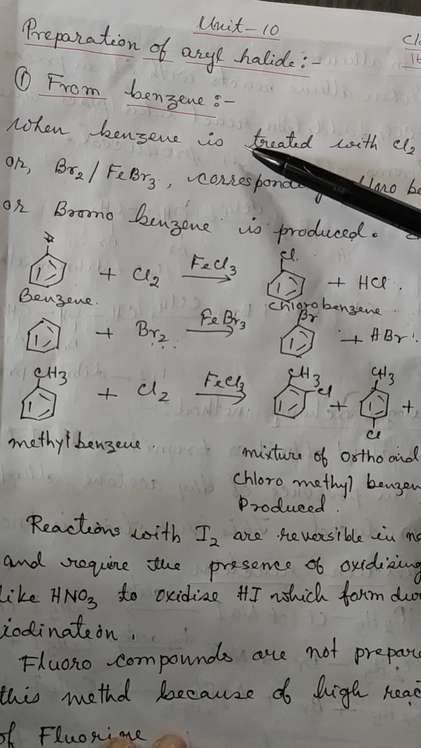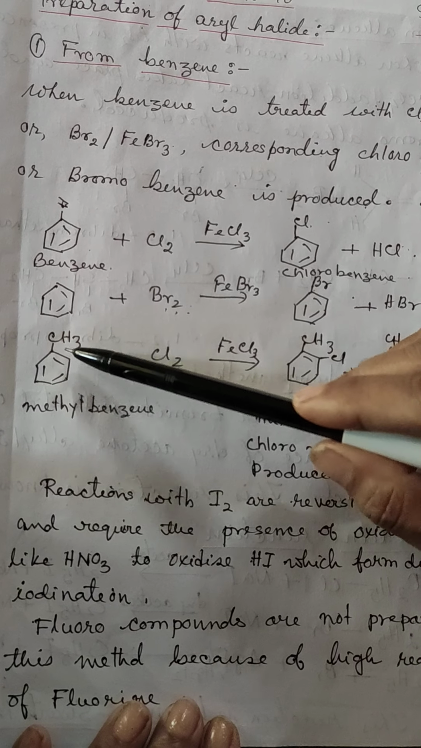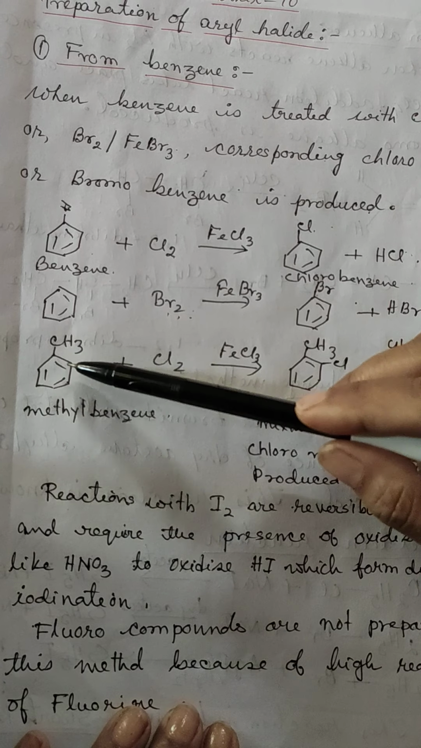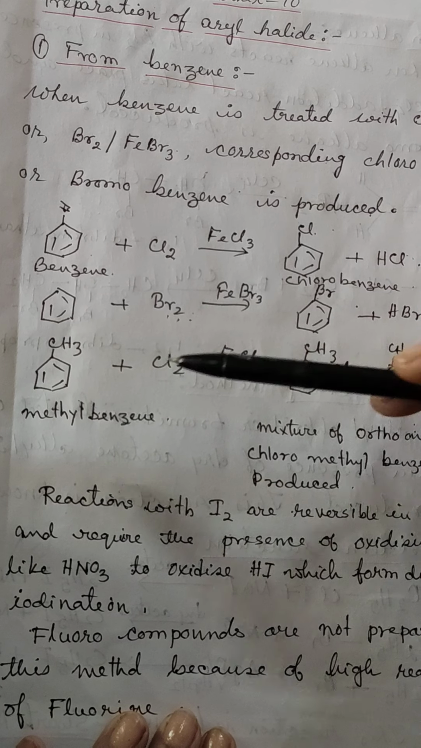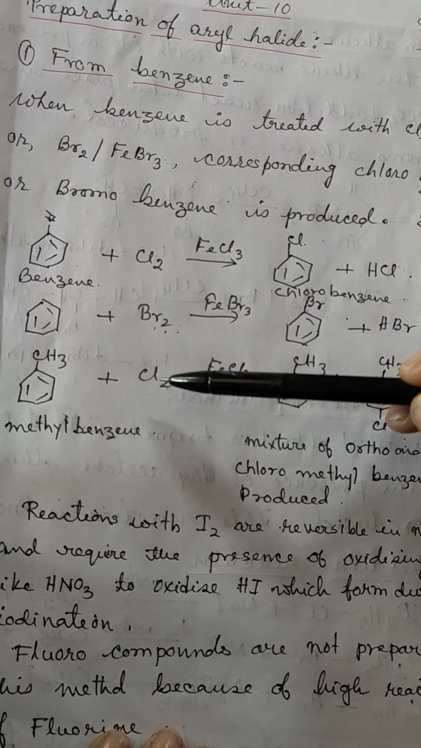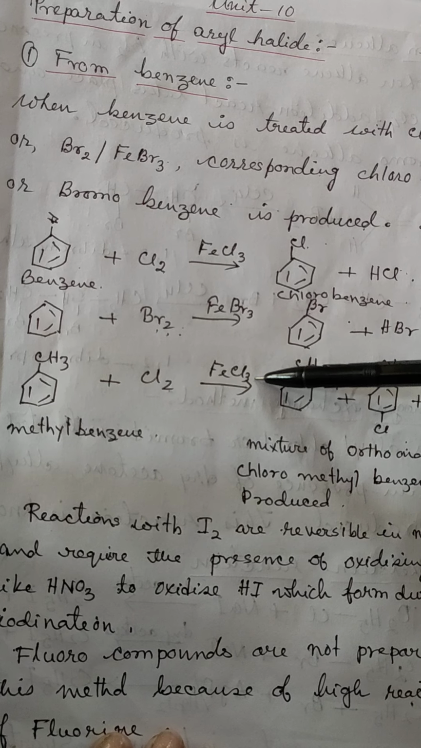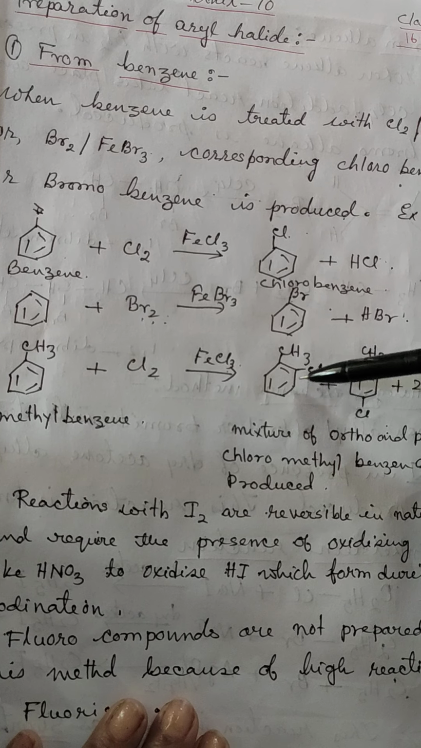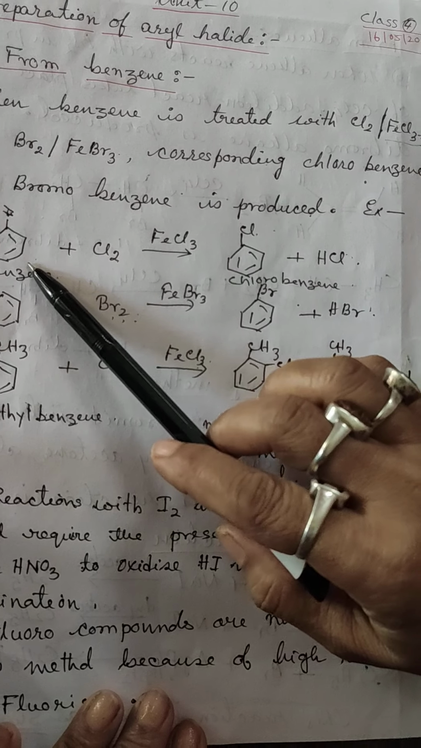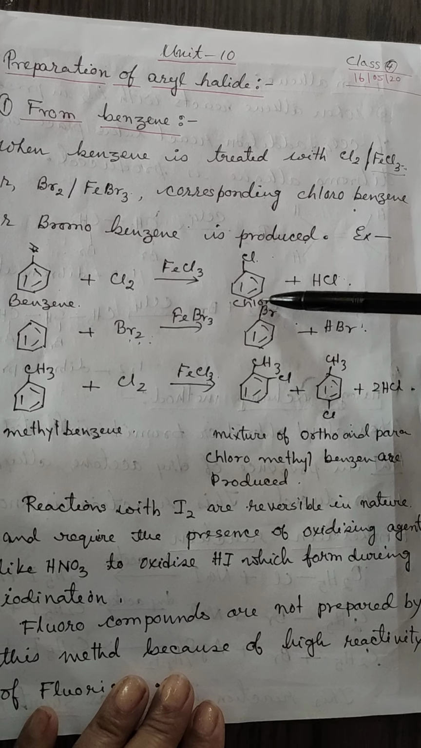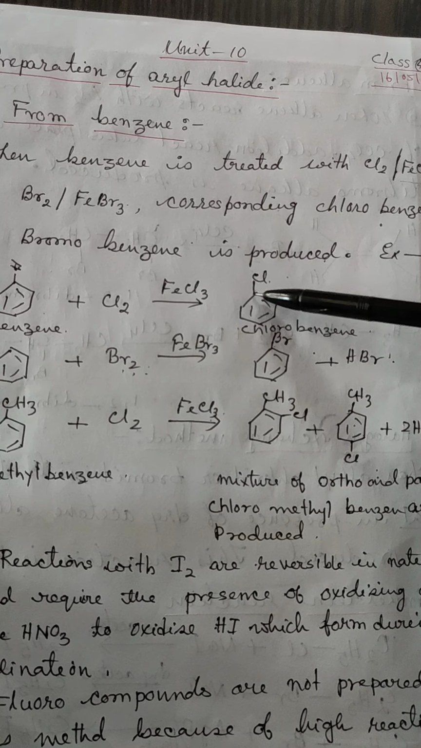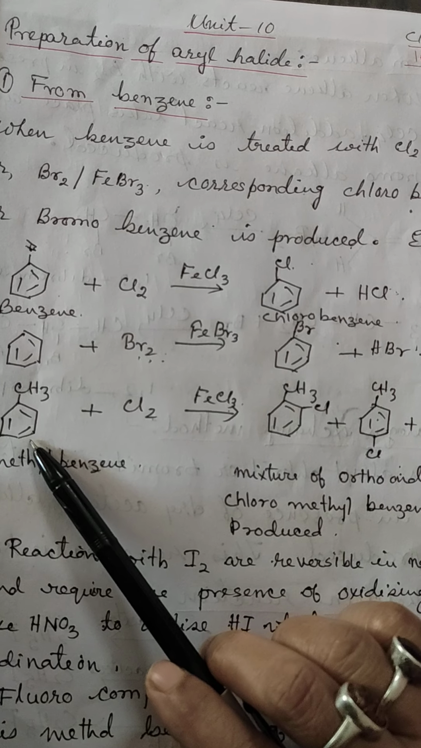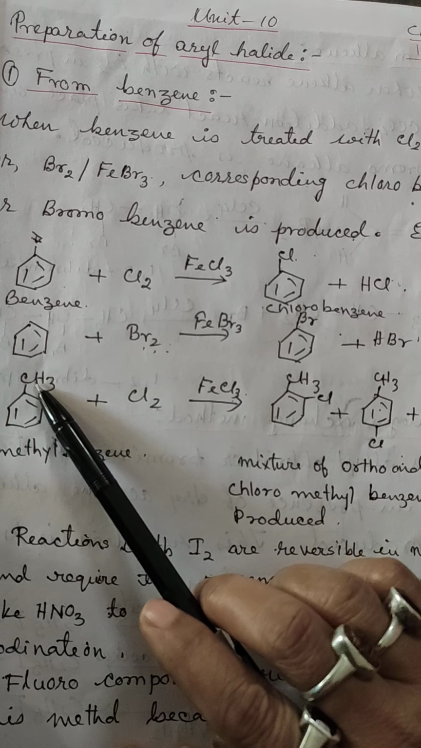Similarly, in place of benzene, if we take a derivative of benzene like methyl benzene or ethyl benzene, then also we can prepare the halide of that benzene. Methyl benzene reacts with chlorine in presence of ferric chloride, the same reagent we use. Now the chlorine is substituted in the benzene ring. If it is only benzene, then chlorine can be substituted in any one position. There are 6 positions, so hydrogen at any one position can be substituted. But if it is methyl benzene, one hydrogen is already replaced by the methyl group.